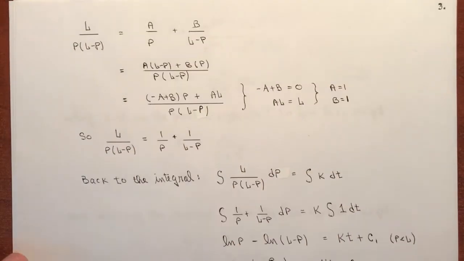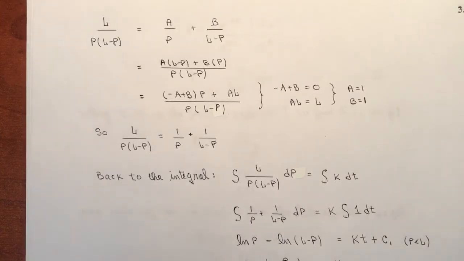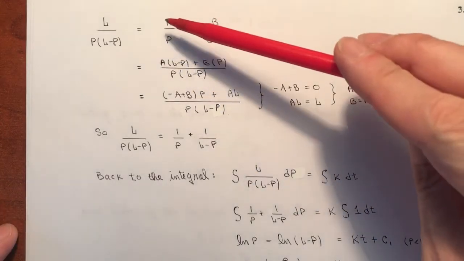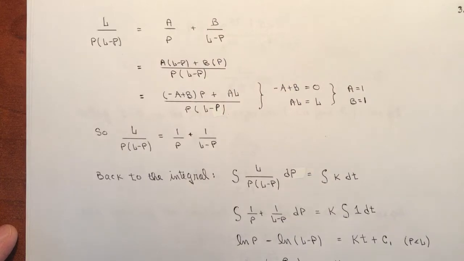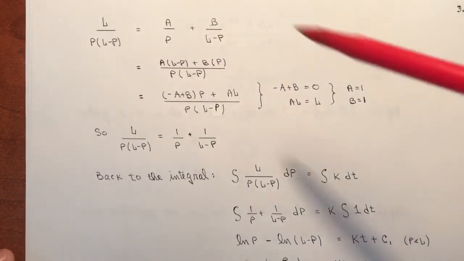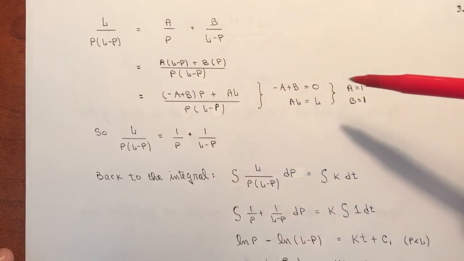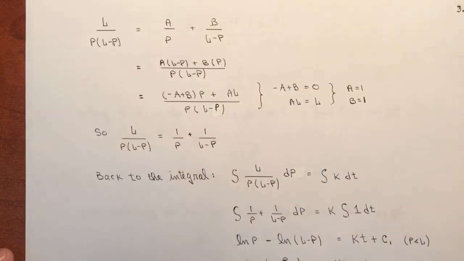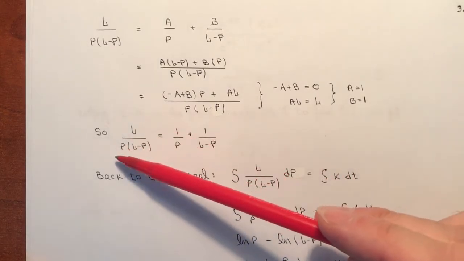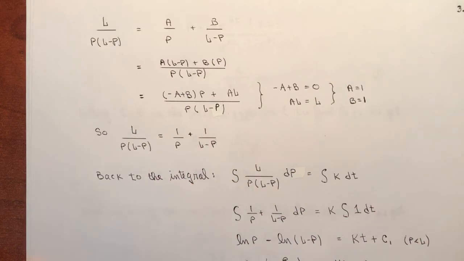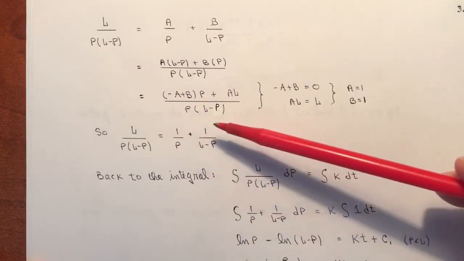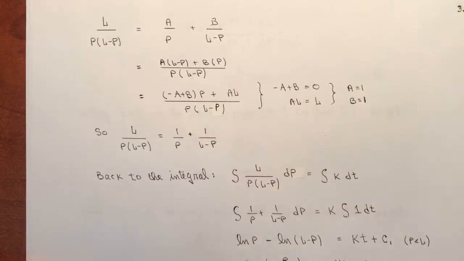So let's go aside and handle the partial fraction. L over P multiplied by (L minus P) should be broken as a case 1 as A over P and B over (L minus P). So we take a common denominator, we group the terms together, we solve this in terms of A and B, and we get A equals 1 and B equals 1. So you can verify quite quickly that L over P times (L minus P) is nothing else than 1 over P plus 1 over (L minus P).